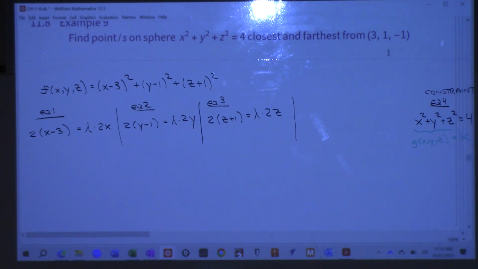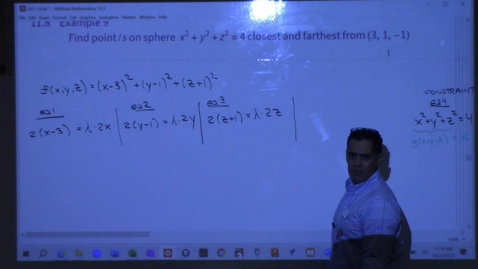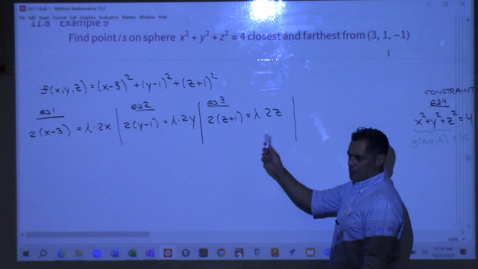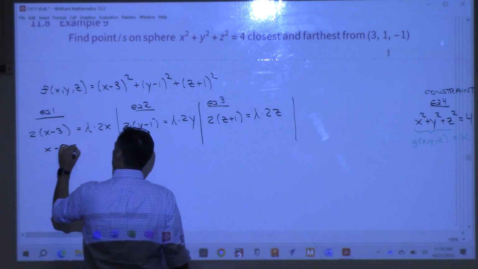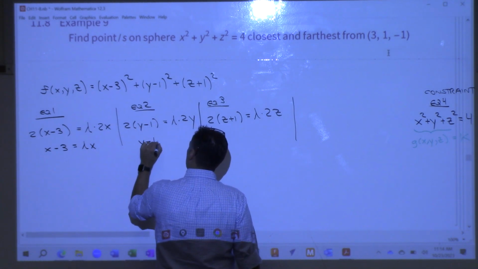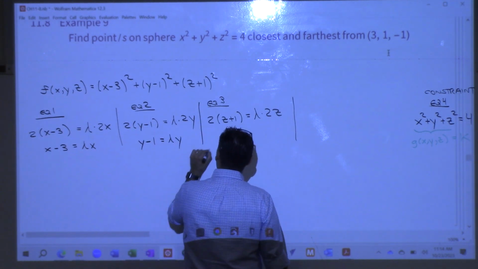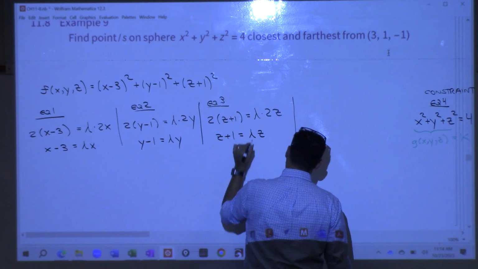Okay, so now I need to figure out the x, the y, the z, and the lambda that make all of these true at the same time. So the first thing I'm seeing is that the 2's are in all of them, so I can divide both sides of all these equations by 2. If I do, I get x minus 3 equals lambda x. And then here I can say y minus 1 equals lambda y. And here I can say z plus 1 equals lambda z.